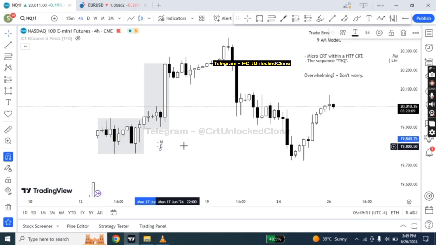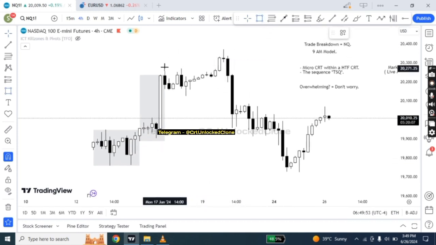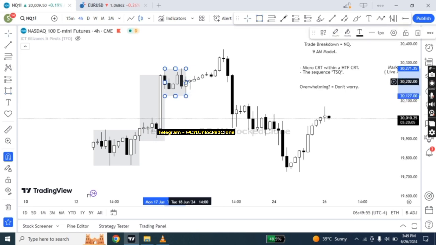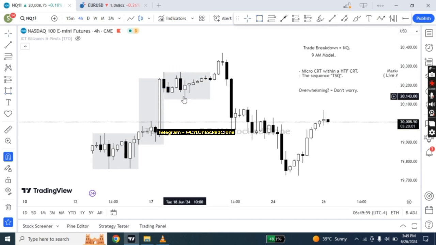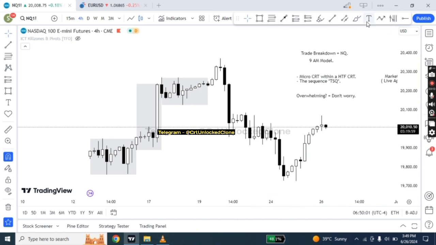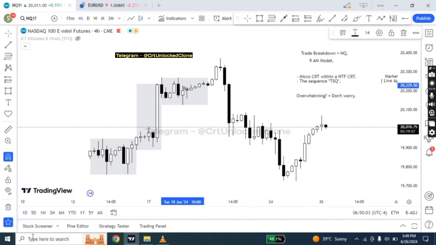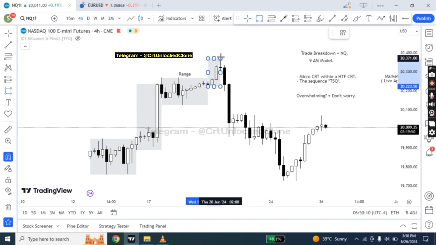Then after an expansion occurs, we can only have three possible outcomes: either a range, a retracement, or a reversal. In this case we got this range right here. Let me write it down here, right? Now after a range, again using the same logic, we can only have two profiles. We can either have a manipulation profile or an expansion profile.